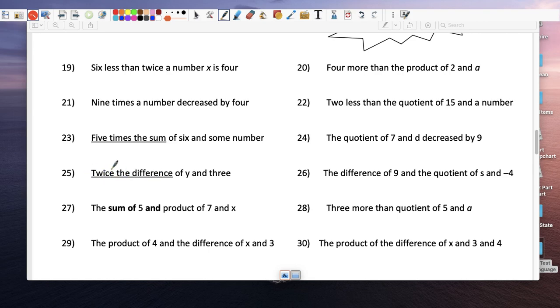25, difference, twice the difference of y and 3. So 2 times, the difference is subtraction. And who are we subtracting? We're subtracting y and 3. So they're telling us to subtract these numbers and then multiply by 2. So we have to put the parentheses so that the subtraction happens first.